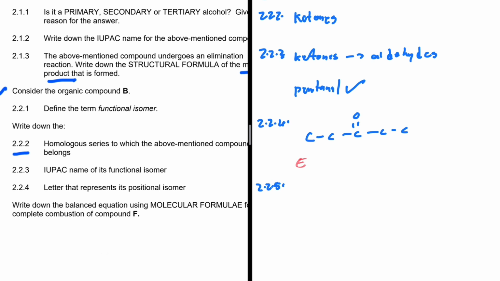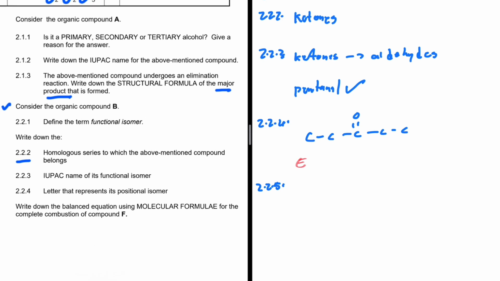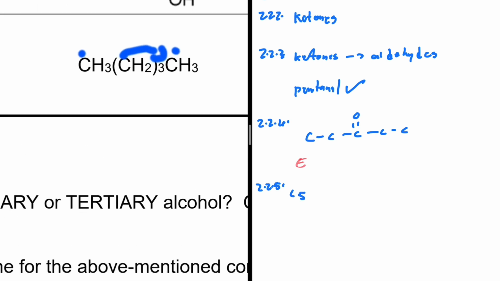Write down the balanced equation using molecular formula for the complete combustion of compound F. So let's take a look at compound F. We have 5 carbons in total. So that is C5. How many hydrogens do we have in total? We have these 3 here, we have these, which gives us 6, and we have 3. So that is 12, right?